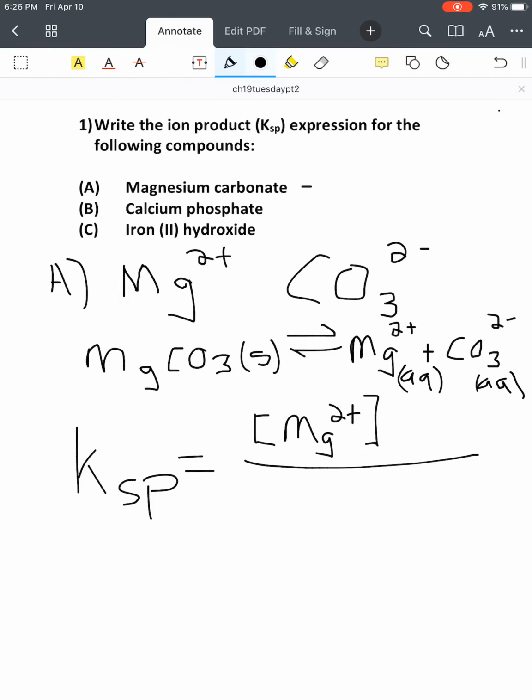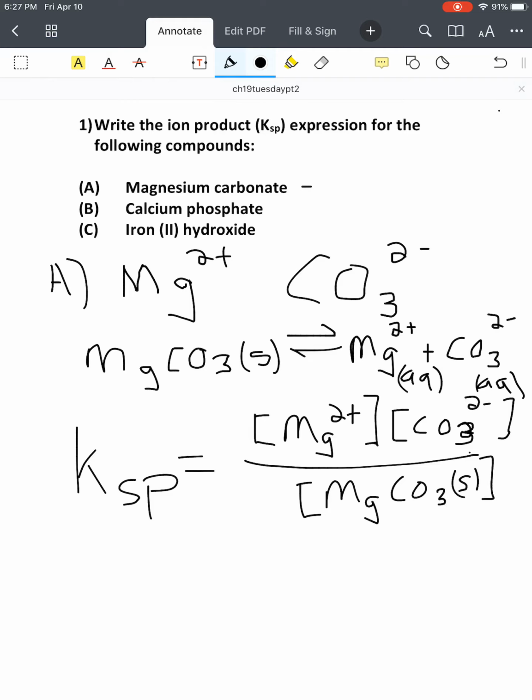I'm going to start there. That won't be my final answer, however. Then I'm going to divide that by a concentration in the denominator here that I'm going to ultimately get rid of, but I'm going to put it here for right now. Products over reactants. Now I mentioned that I'm going to get rid of this.